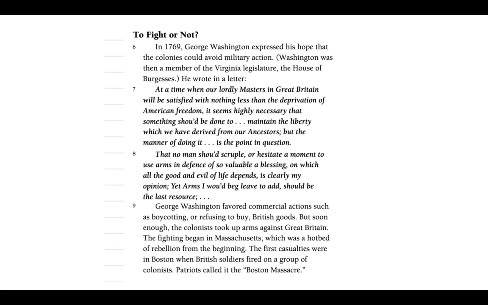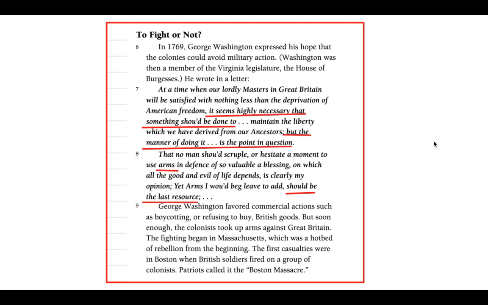George Washington favored commercial actions such as boycotting, or refusing to buy British goods. But soon enough, the colonists took up arms against Great Britain. The fighting began in Massachusetts, which was a hotbed of rebellion from the beginning. The first casualties were in Boston when British soldiers fired on a group of colonists. Patriots called it the Boston Massacre.